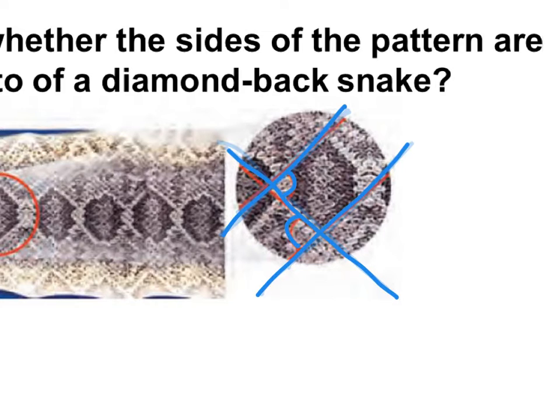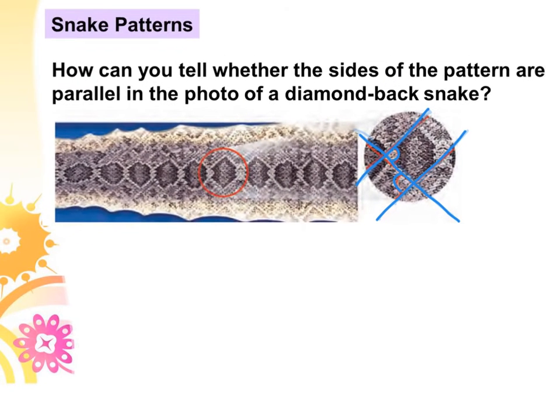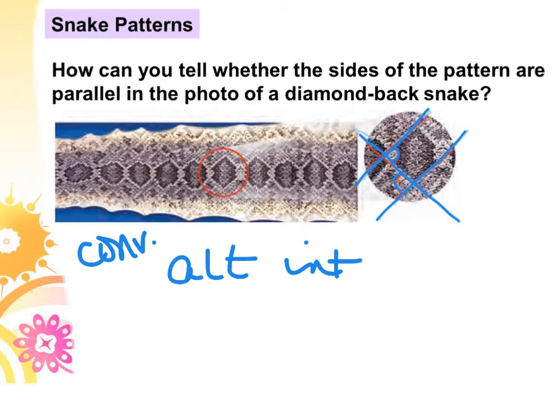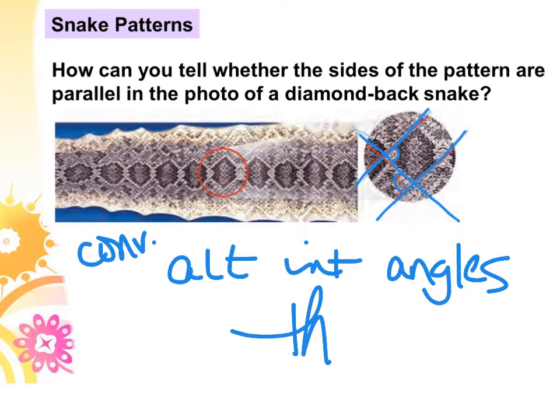Good. Alternate interior angles. And because they have the same congruency marks, we know that they're congruent. So yes, we could prove that those sides of the pattern are parallel because of the alternate interior angles. The converse of it. So we could prove that they are parallel because we have a pair of congruent alternate interior angles.